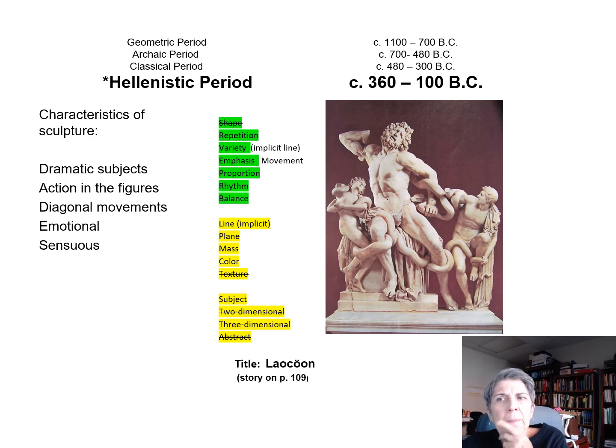Now this vocabulary here, I think I got this right. Repetition, well, there are a lot of different types of repetition. Repeating three different human figures. You see this implicit line?